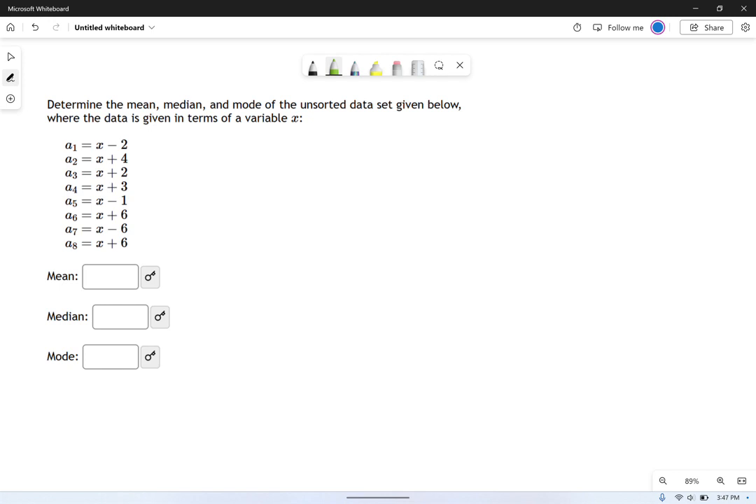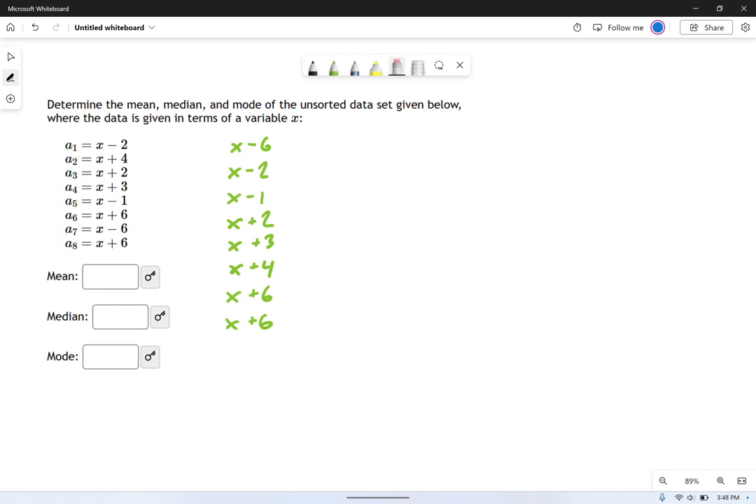So the first thing I'm going to do is the same as I would do with any data set. I'm going to sort these in order. And I don't know what x is, but I do know that x minus 6 is going to be the smallest thing, the lowest number. And then, let me cross that out so I can keep track of these things. It looks like x minus 2 is next, and then x minus 1. Okay, and then we have, let's see, x plus 2, x plus 3, x plus 4. Okay, and then I have a pair of x plus 6s. Okay, so that's all my data.